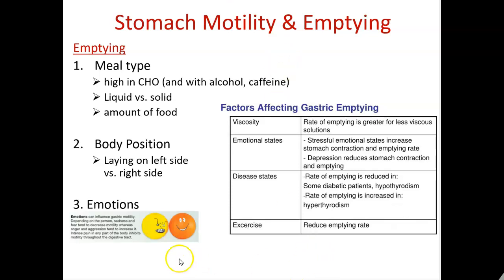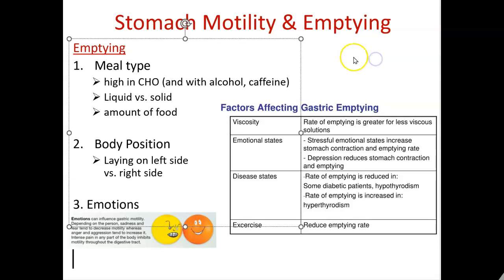We also know that we talked about emotions already, that emotions can definitely affect our stomach. We know that with depression and sadness, it usually is inhibitory and suppresses stomach motility and stomach juices as well. And then there's some other things here that you can just read on your own. Obviously, when we exercise, we're not emptying our stomach as well either.